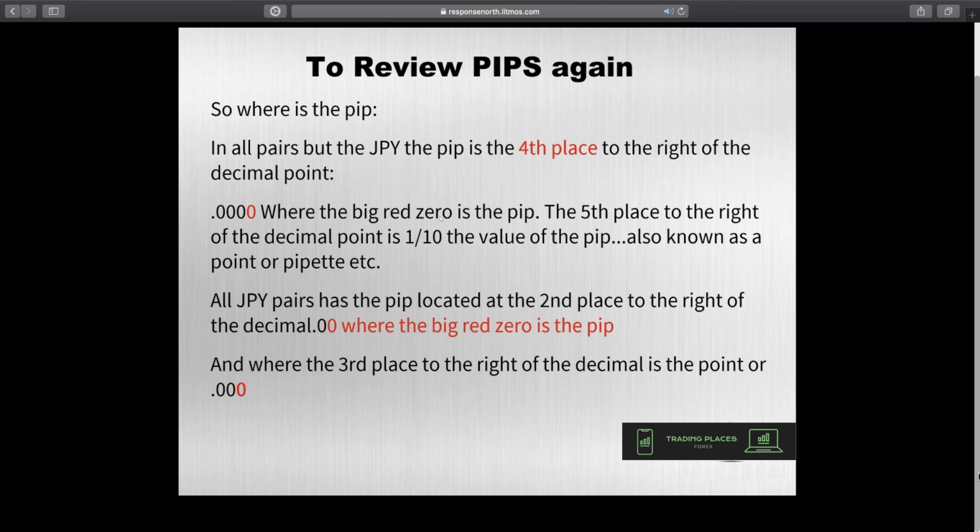0.00. Now when you see the third place to the right of the decimal, it's going to look like this, 0.000. Now again, the pip is still going to be the second. So welcome to confusion.